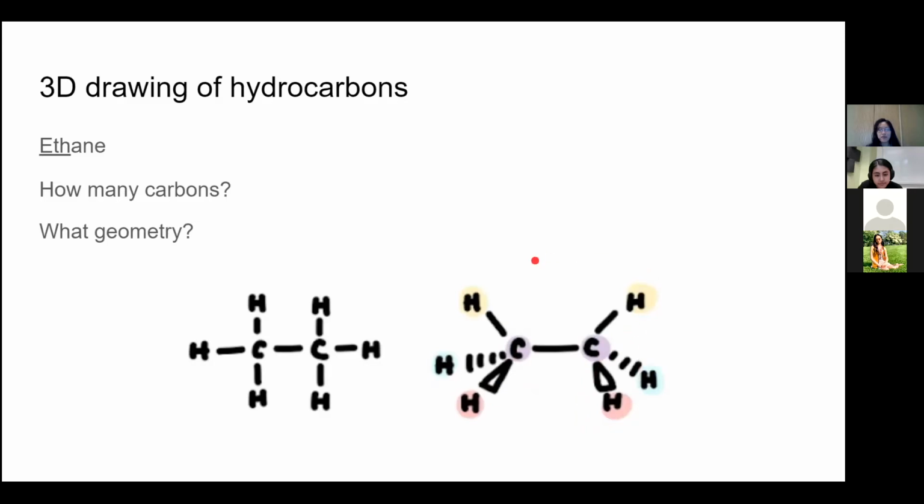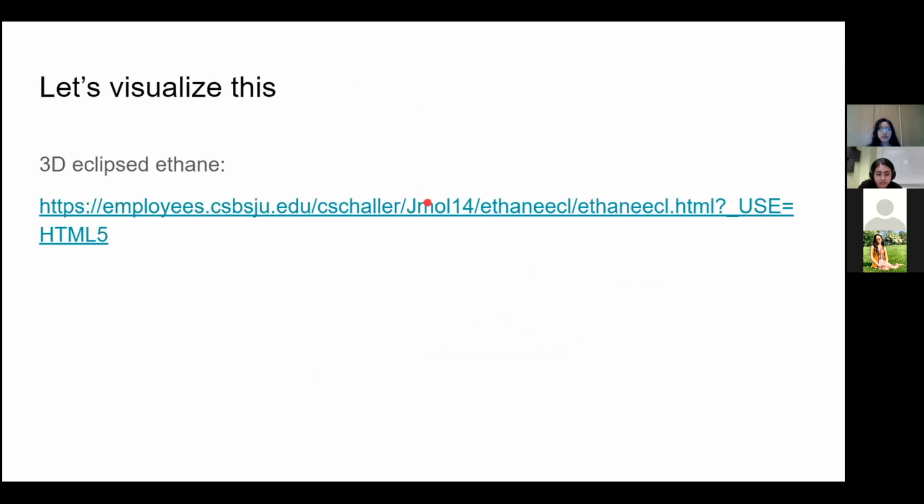And notice the way I've drawn this particular one. In this one, I've chosen to draw these hydrogens up here in yellow. They're in the same plane. These hydrogens here in blue, they're both going into the page. And these hydrogens here in red, they're sticking out of the page. And let's actually look at what this is going to look like.